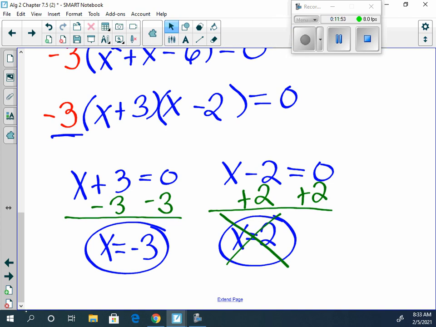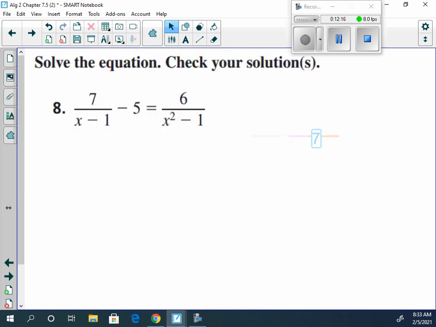Now, if the restrictions eliminate every single answer that we got, it is no solution. If our restrictions eliminate every answer, it is no solution because we don't have anything left. And it's really just saying the answers that work make the denominator 0, so there isn't a solution for it. How do we feel about these here? We feel good with these here, yes?